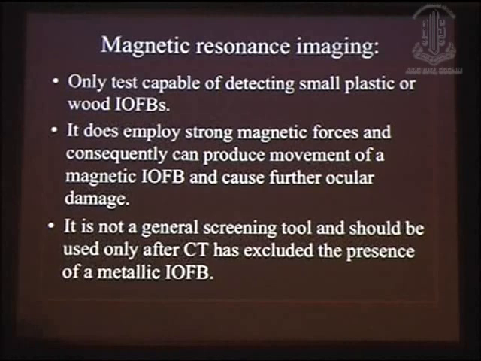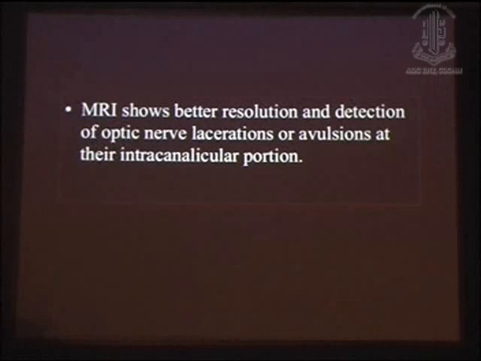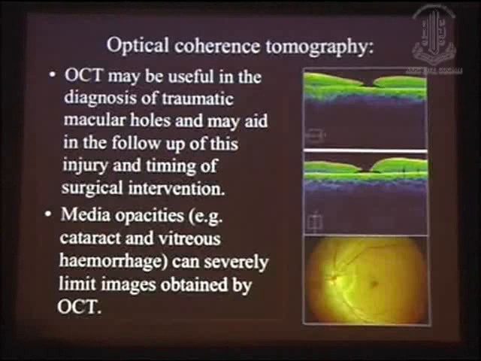Magnetic resonance imaging is the only test capable of detecting small plastic or wood intraocular foreign bodies, but it employs strong magnetic forces and consequently can produce movement of the magnetic intraocular foreign body, causing further ocular damage. So it is necessary to rule out magnetic metallic intraocular foreign body before doing the magnetic resonance imaging. The MRI shows better resolution and detection of optic nerve lacerations or avulsions at their intracanalicular portion.